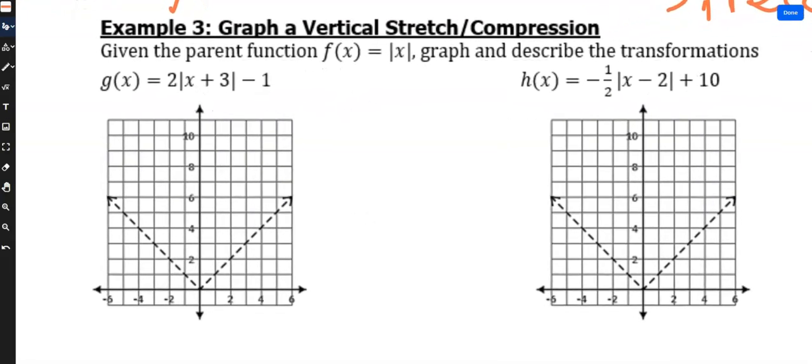Given the parent function. Okay, so now we've got this parent function. Graph and describe the transformations. Okay, so first we got a vertical stretch. Now the reason I say stretch is because it's bigger than 1. So that means every point gets moved up twice as far from the x-axis. Okay, so that's the first thing.